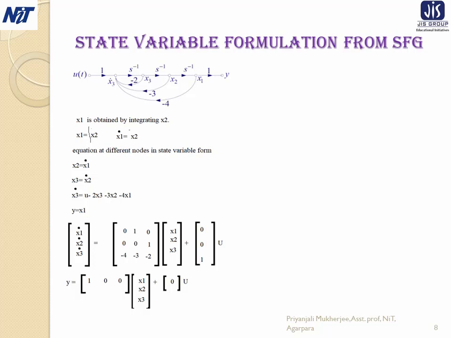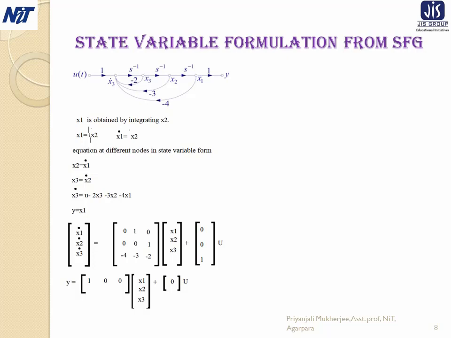Similarly, x3 dot can be written as follows. For this node we will consider all incoming signals and outgoing signals. The incoming signals are u of t minus 2, which is coming from the x3 node.